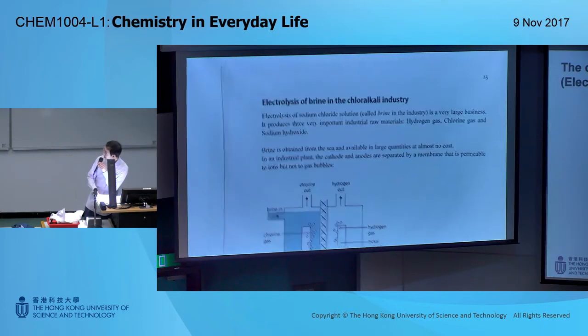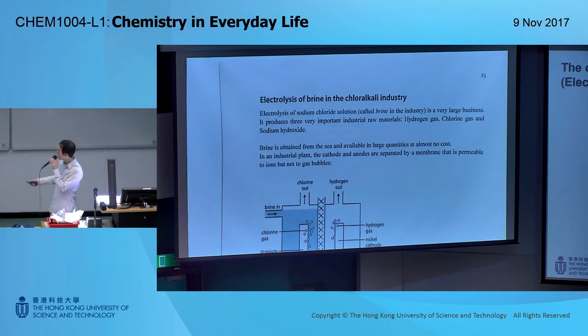One of the biggest industry plants for electrolysis is to electrolyze brine. Brine is the name for salt water, and basically you get this for free. You just take water from the sea, and that is brine. Seawater is basically sodium chloride solution. They will concentrate it a little bit so that it is more concentrated, and it would save a bit of electricity when you are doing electrolysis.